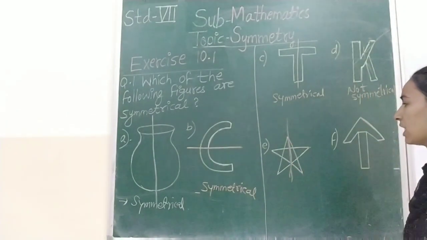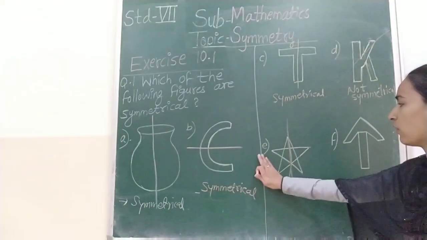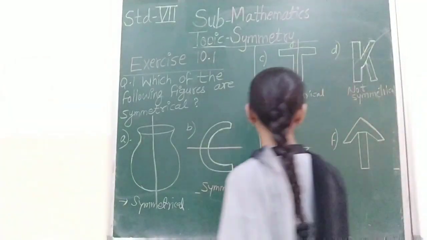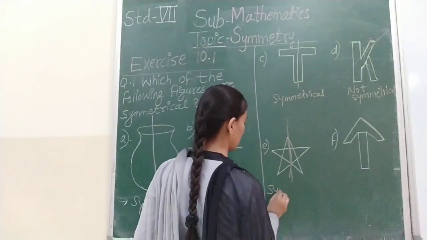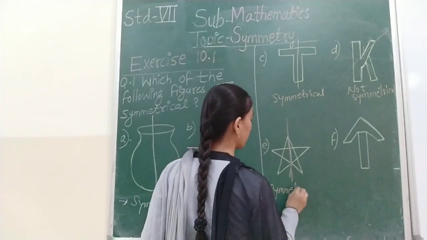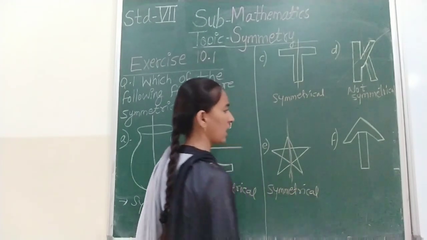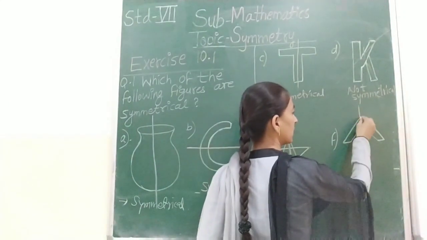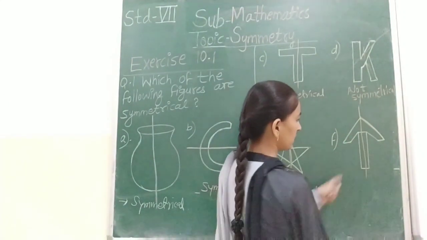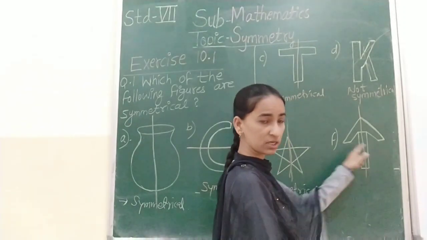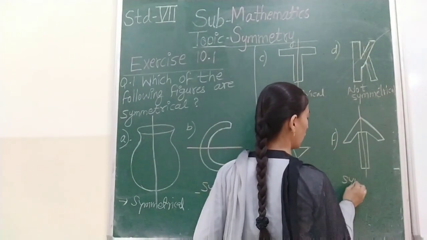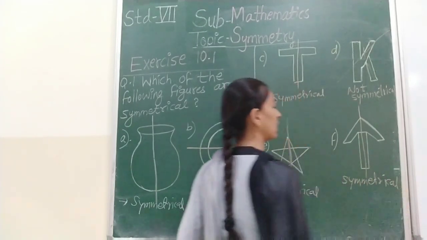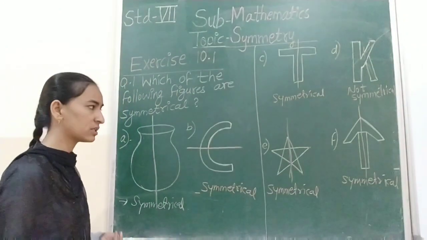The line is not like this. Okay, so if I fold this part, it gives the same part. That means it is also symmetrical. Okay, symmetrical figure. Now the next question: if I draw a vertical line, see both parts are symmetrical. That means it is also symmetrical. Understand what is symmetrical and what is not symmetrical.